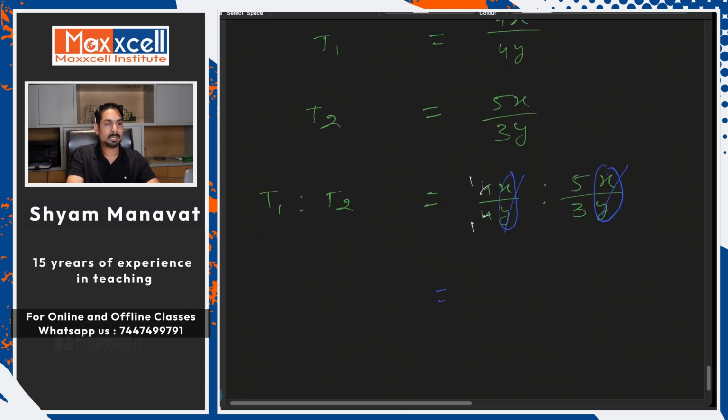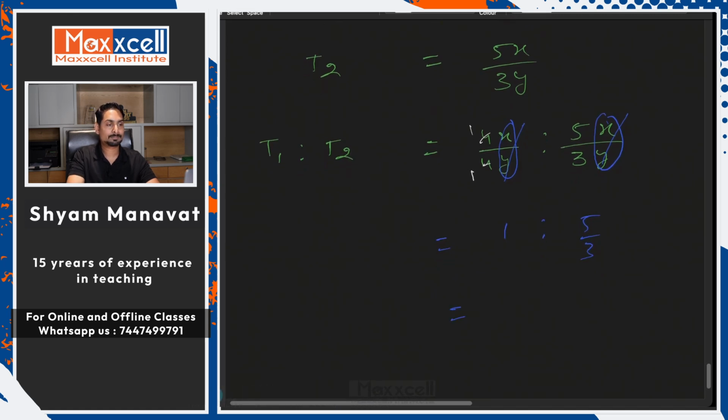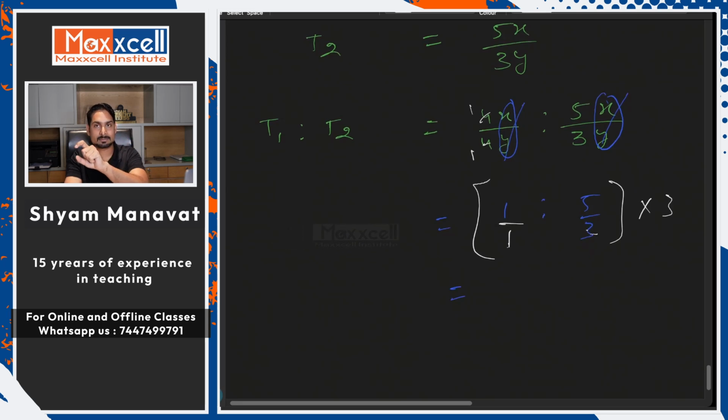Okay, what do I get? I get 1:5 by 3. How do I simplify? I can simply multiply this by 3. Remember, with fractions, you multiply by the LCM of the denominator. Are you able to recollect the ratio concept? How do you simplify the fractions and get the simple ratio? You take the LCM of the denominator and multiply by that. So you get 3 here, and then 5 into 3 by 3, so 5 here. So you get 3:5, right?